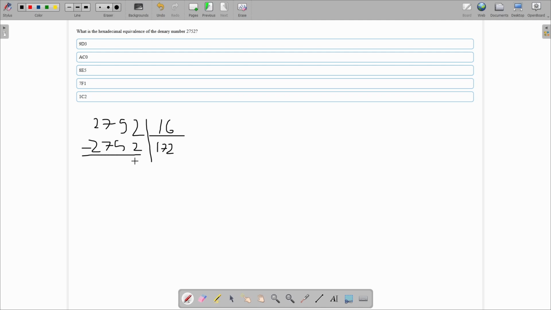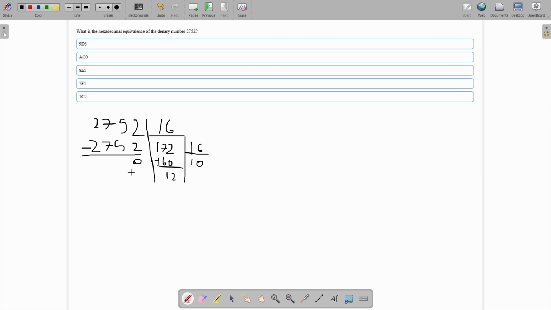Subtract both of those, you get 0. Then you continue on. What number, when multiplied by 16, will get you the closest possible result to 172? 10. 10 multiplied by 16 is 160. Put 160 down here, subtract, you get 12.